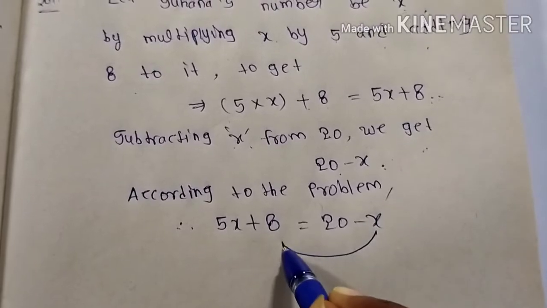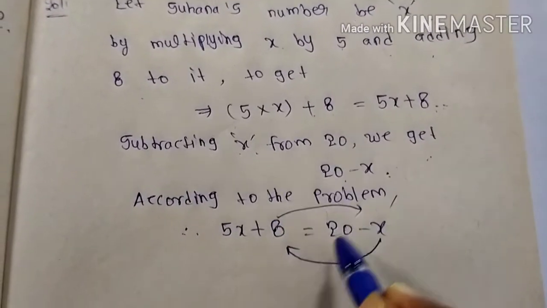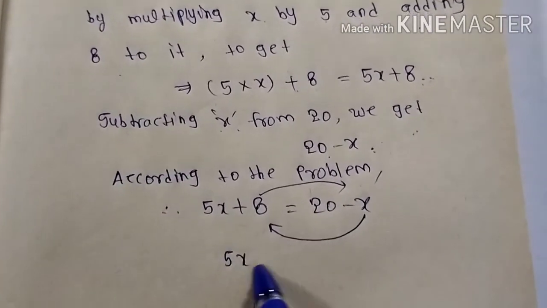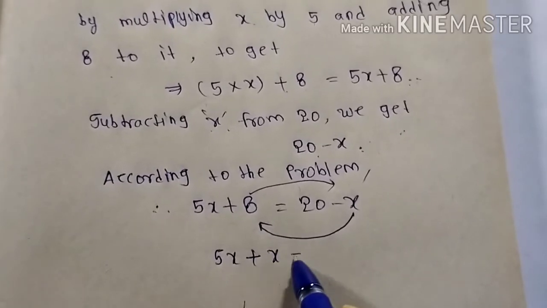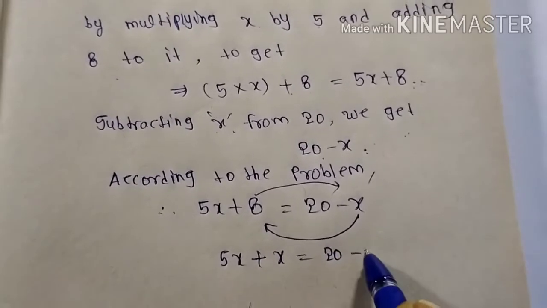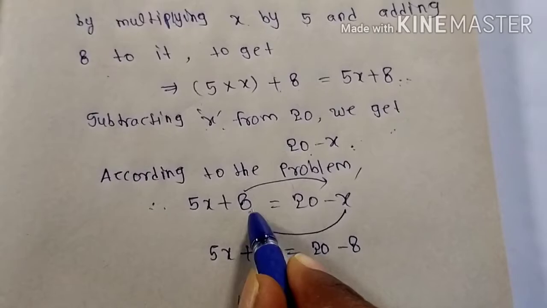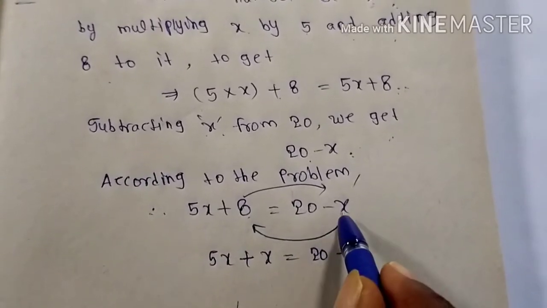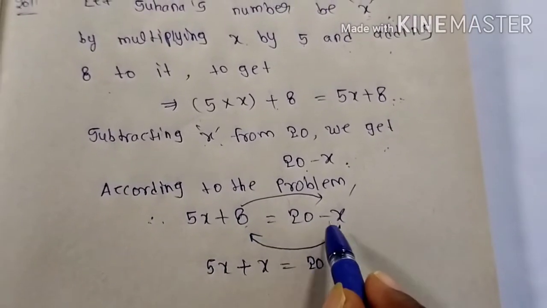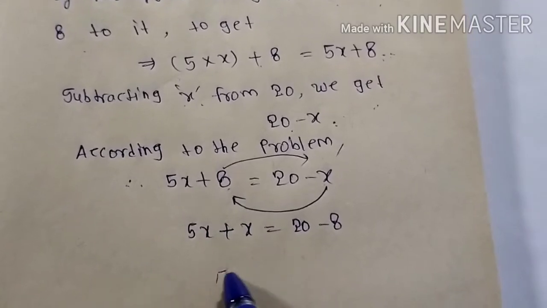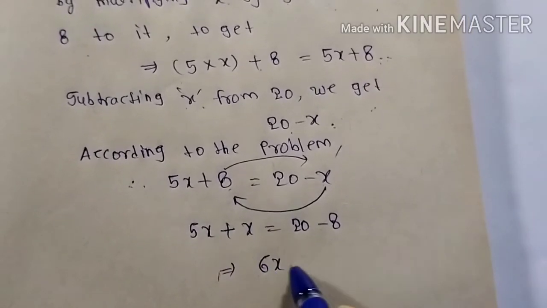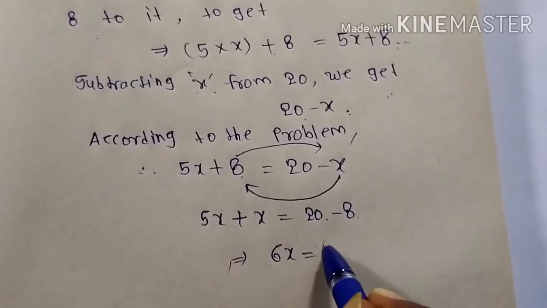You can transpose x to LHS, 8 to RHS. You will get here 5x plus x is equal to 20 minus 8. If I am transposing 8 to RHS, it will become minus. If I am transposing x to LHS, it will become plus. 5x plus x is how much? Here 6x. Here 20 minus 8 is how much?